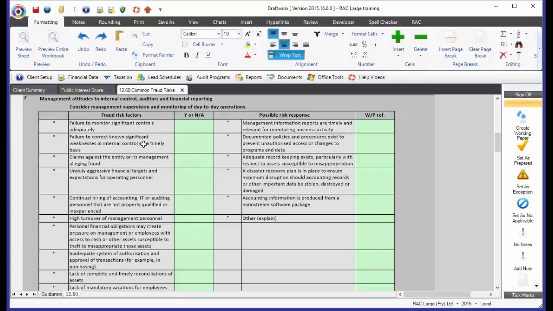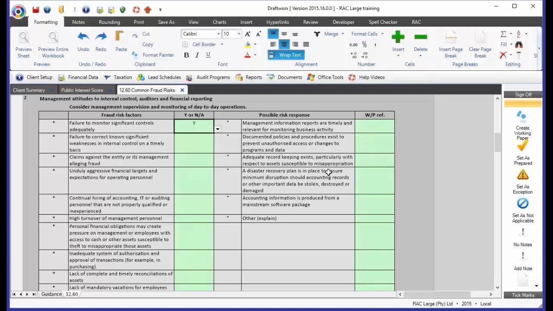So 12.60 lists a number of fraud risk factors. Because we're dealing specifically with fraud risks, we're not needing to first comment, is it a business risk or a fraud risk? We are assuming that it's fraud. Go and say yes. With a common fraud risk, we also give some possible management responses. How is management responding to these fraud risks that we're identifying? Maybe put a working paper reference in if you have documented any additional information.